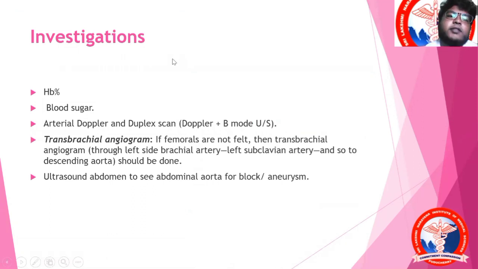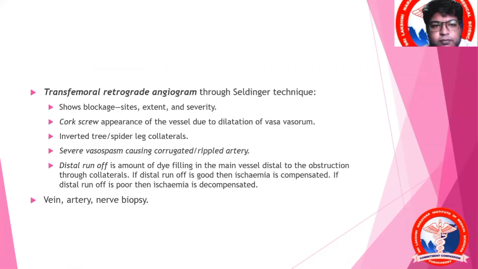Now coming to investigations. You take hemoglobin levels, blood sugar, arterial Doppler and duplex scan, transbrachial angiogram. If femorals are not present, then a transbrachial angiogram is done through the left brachial artery, left subclavian artery, and so to the descending aorta. Ultrasound abdomen to look for abdominal aneurysm is also done. Transfemoral retrograde angiogram through Seldinger technique shows blockage, size, extent, and severity.